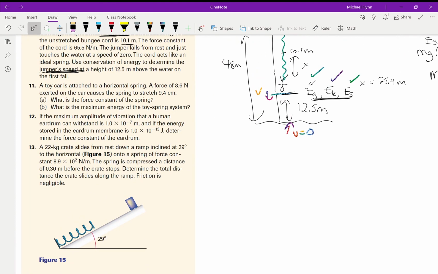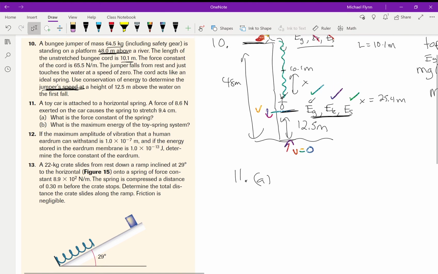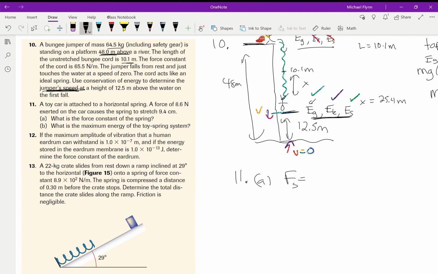Okay. All right, number 11. A toy car is attached to a horizontal spring. A force of 8.6 newtons causes the spring to stretch 9.4 centimeters. All right, so 11a. Guys, really? Seriously? Asking me this question? F equals kx. Force on the spring is kx. They tell you what you're looking for is k. They tell you that x is 0.094 meters. Convert that to meters, right? And they tell you that the force on the spring is 8.6.